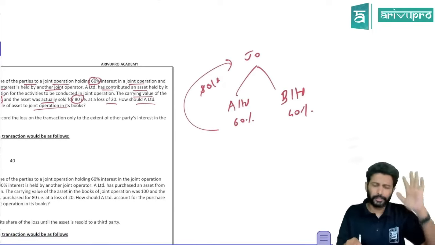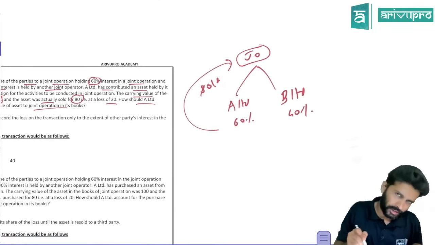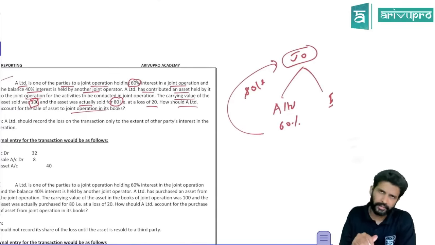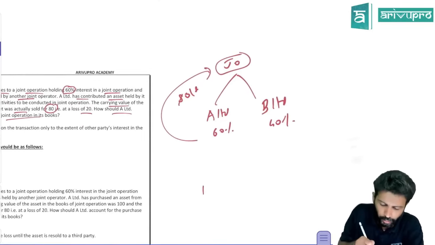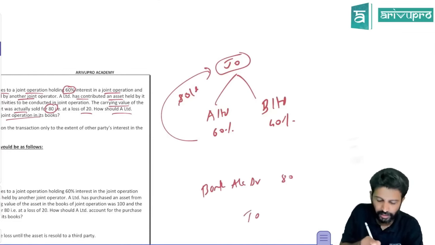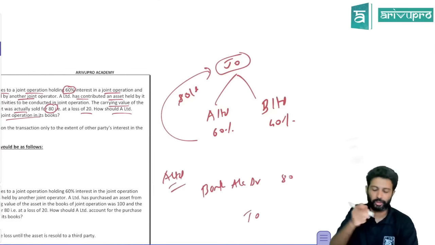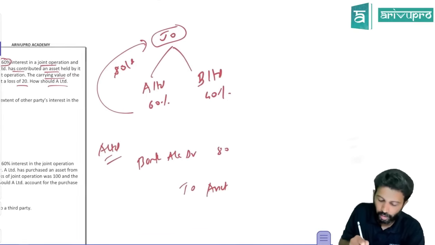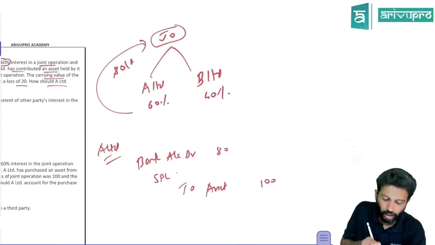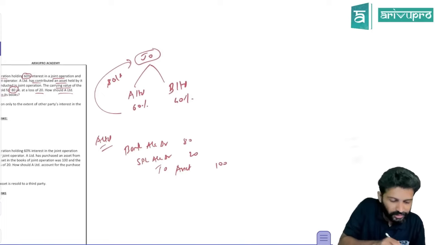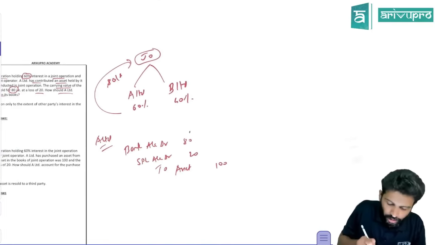So it's simple. A Limited has sold one asset to the joint operation. What is the asset carrying amount? 100. You sold it for 80. That means the journal entry you will pass is what? Bank account debit, you got 80 rupees. They ask what journal entry A Limited should pass. So bank account debit, to asset account, whatever the asset is, the carrying amount of the asset was 100. Then you will write loss account or SPL account debit 20. Correct? Normally you used to pass like this. But here you cannot pass like this. This, no sir, is not acceptable.